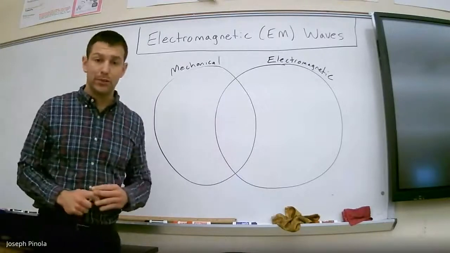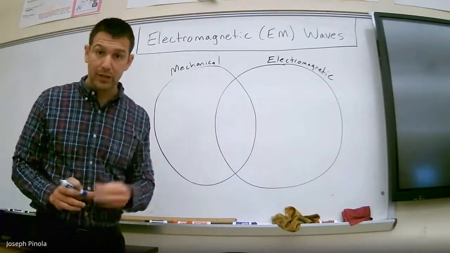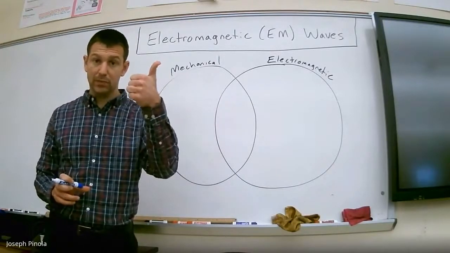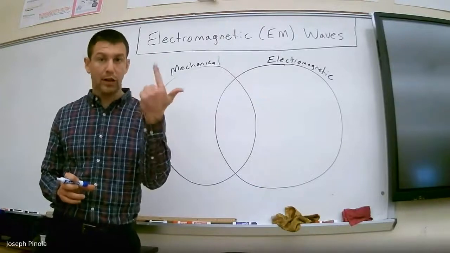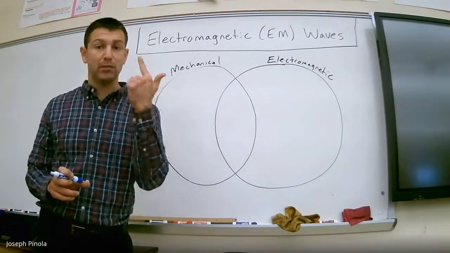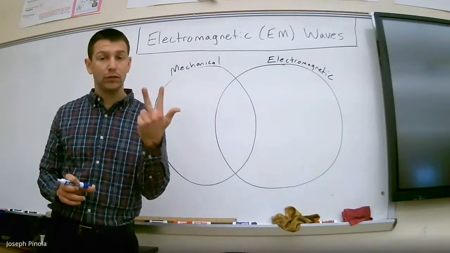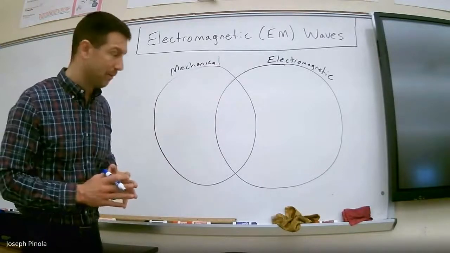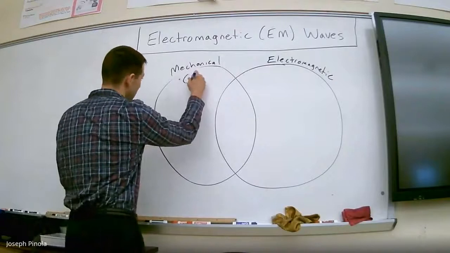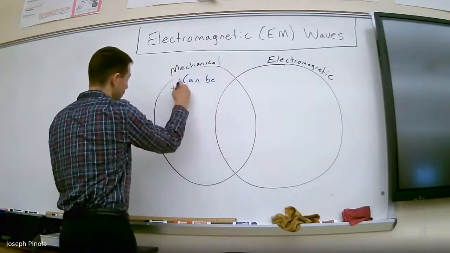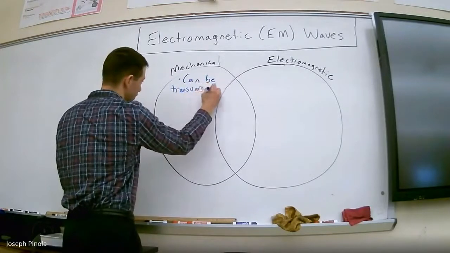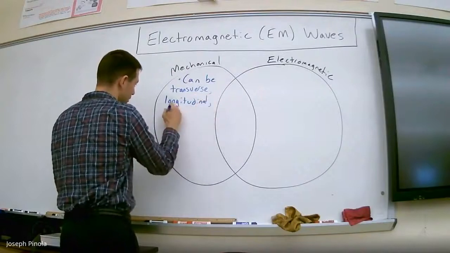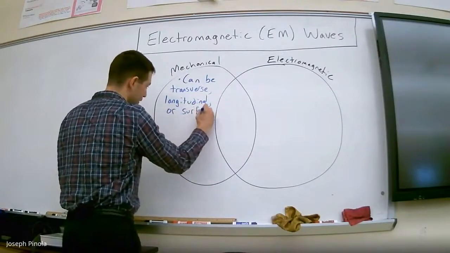Now, you might remember from chapter 17, when you learned about mechanical waves, that there are three types of mechanical waves. There are transverse waves, in which the medium moves perpendicular to the energy. There are longitudinal waves, in which the medium moves parallel to the energy. And there are surface waves. And surface waves are when the wave is traveling on the boundary between two media. So mechanical waves, they can be transverse, they can be longitudinal, or they can be surface in their type.